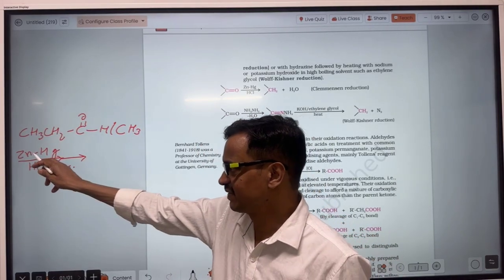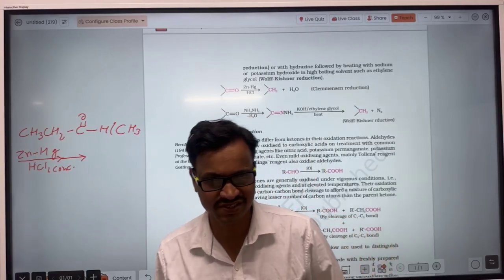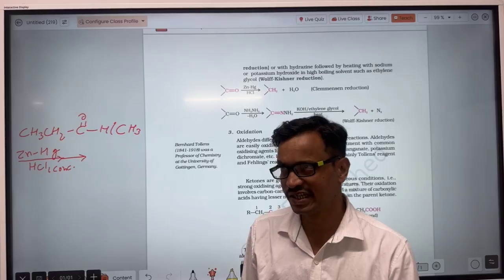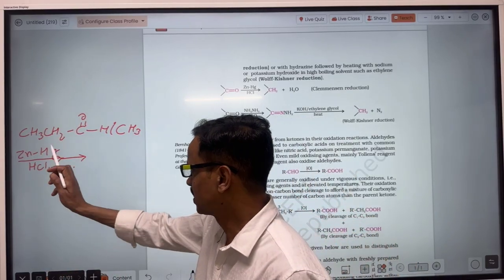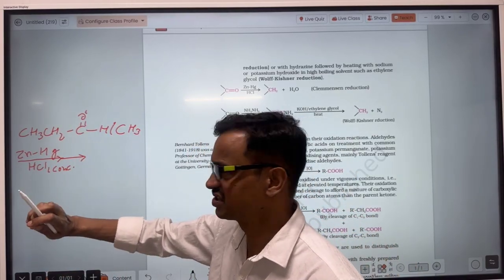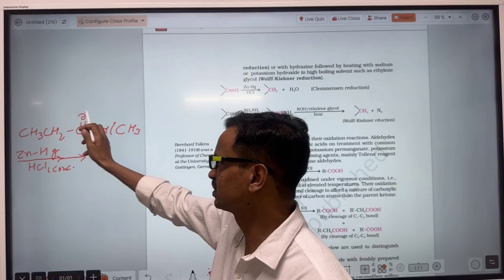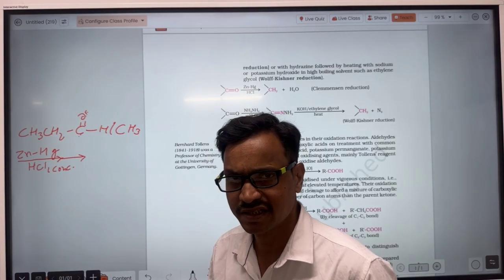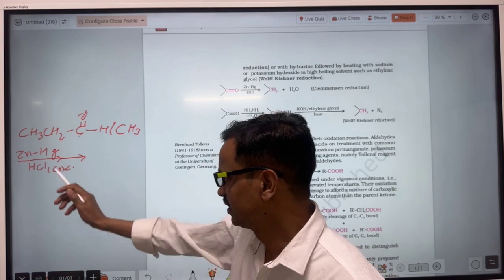Now what happens? The zinc will react with conc HCl and form ZnCl2. Nascent hydrogen will be provided from there. Some of the nascent hydrogen will bond to the oxygen, and one will bond to this carbon.